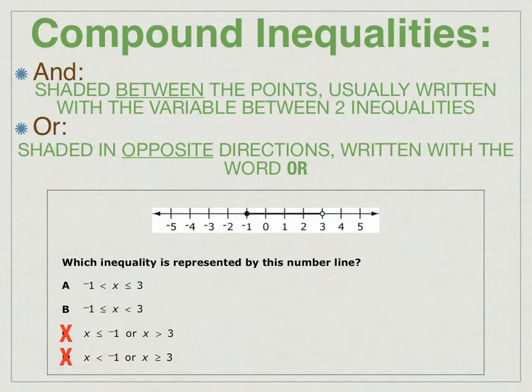-1 has a closed circle, which means the inequality needs to be an or equal to inequality. If you look at A, it says -1 is less than x, so A cannot be my answer. If you look at B, it says -1 is less than or equal to x, so B is my correct answer because it has the correct inequality symbols to correspond with the points plotted at the corresponding numbers.